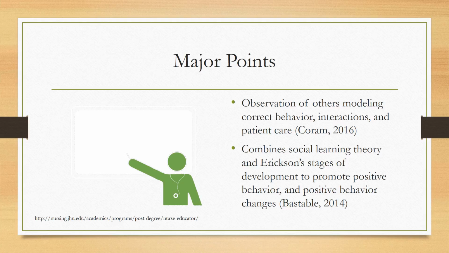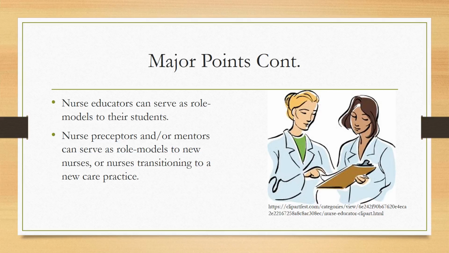As stated earlier, role modeling is the observation of behaviors, interactions, and patient care. We combine the social learning theory and stages of development in order to promote positive behavior or positive behavior changes, as might be seen in a nurse that's learning a new care practice. You can see role modeling between nurse educators and their students, and you can also see nurse role modeling on the unit with preceptors and their mentors and an orientee or a new nurse.